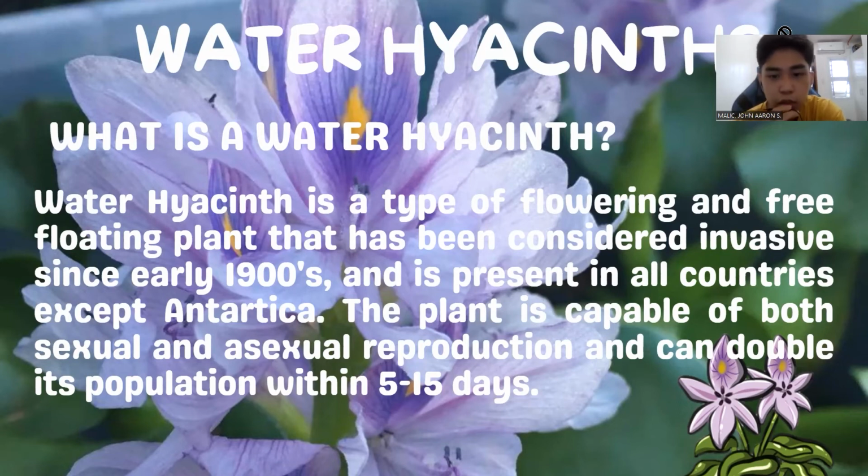So, when we say sexual reproduction, water hyacinths are capable of this by producing seeds through flowers. And as for their asexual reproduction properties, they use budding through vegetation systems.